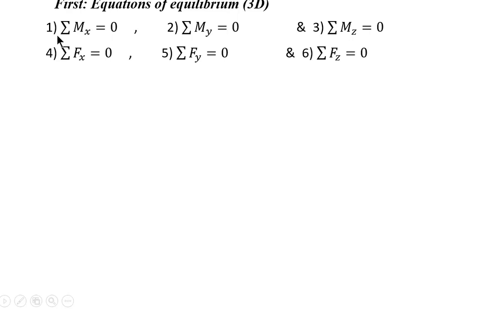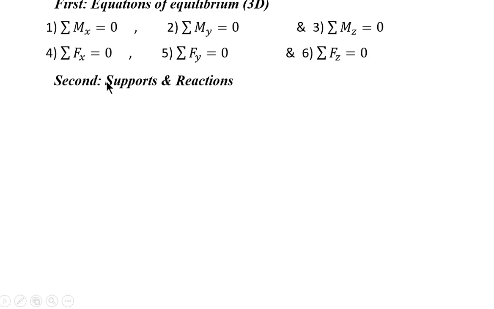First of all, I want to talk about the equations of equilibrium here. We have 6 equations. Sigma moment about x equals 0, sigma moment about y equals 0, and also about z equals 0. And the summation of all forces in all directions also will be 0, because the resultant force is 0 vector and also the resultant moment is 0 vector. So we have 6 equations and we can get 6 unknowns.